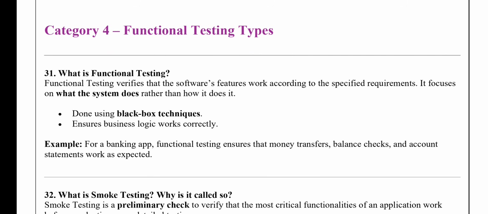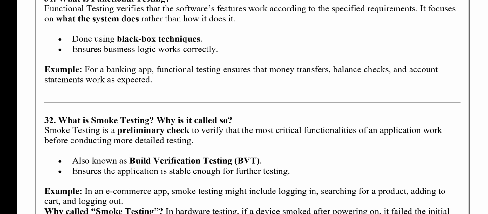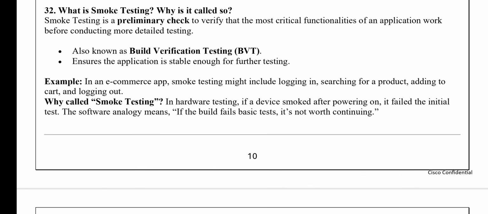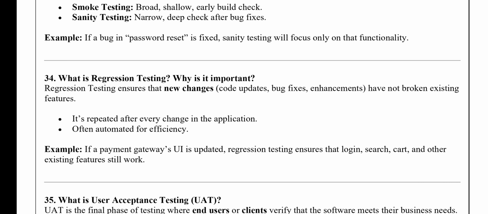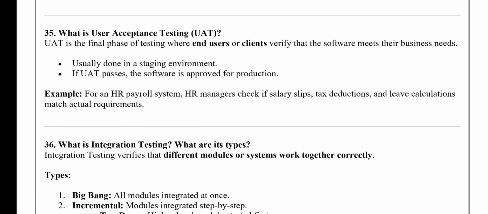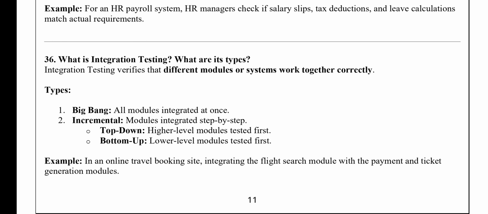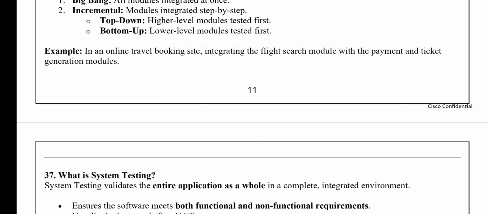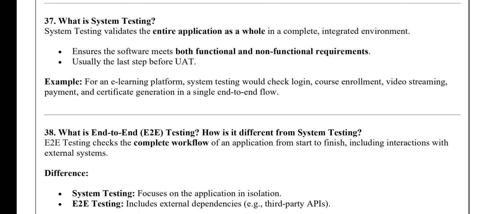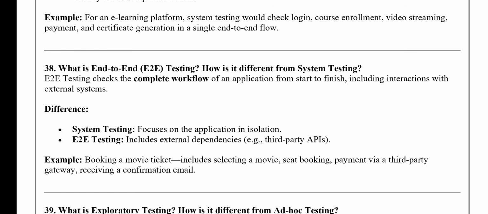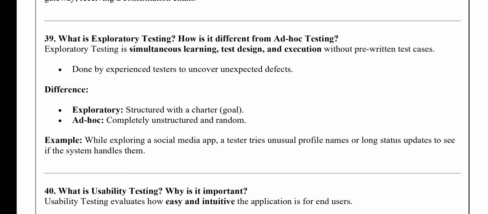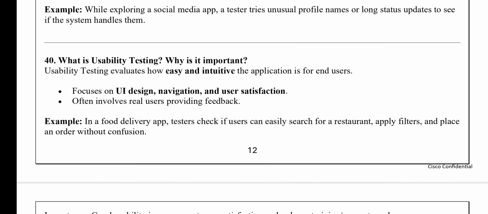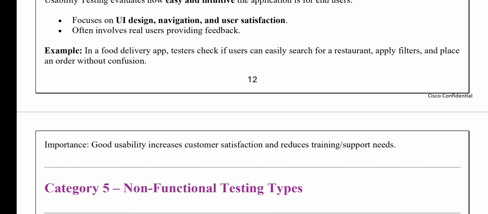And in category 4 under manual testing, we have discussed the functional testing types. What is functional testing? What is smoke testing? And what is sanity testing and how is it different from smoke testing? What is regression testing? What is user acceptance testing? What is integration testing? And the types of integration testing? What is system testing? What is end-to-end testing and how is it different from system testing? What is exploratory testing and what is ad hoc testing? What is usability testing? Why is it important?